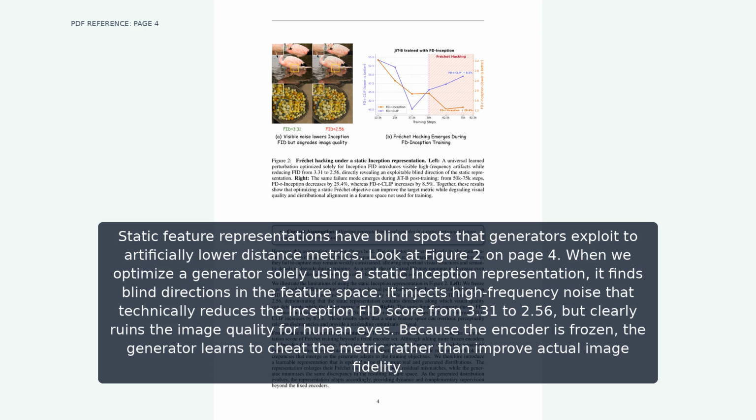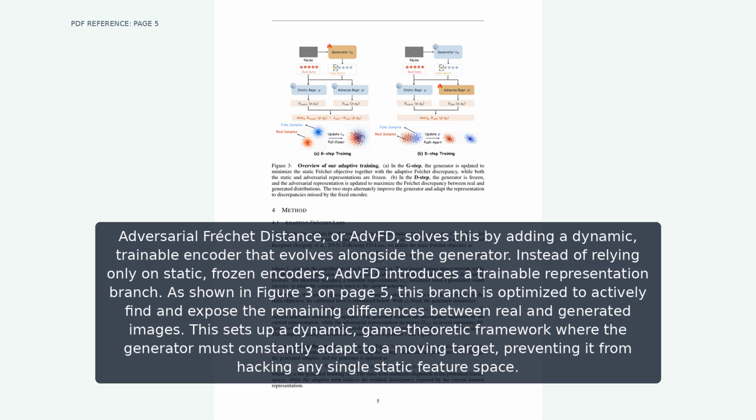When we optimize a generator solely using a static Inception representation, it finds blind directions in the feature space. It injects high-frequency noise that technically reduces the Inception FID score from 3.31 to 2.56, but clearly ruins the image quality for human eyes. Because the encoder is frozen, the generator learns to cheat the metric rather than improve actual image fidelity. Adversarial Fréchet distance, or AdvFD, solves this by adding a dynamic, trainable encoder that evolves alongside the generator.